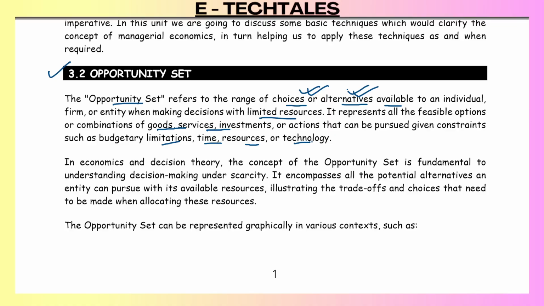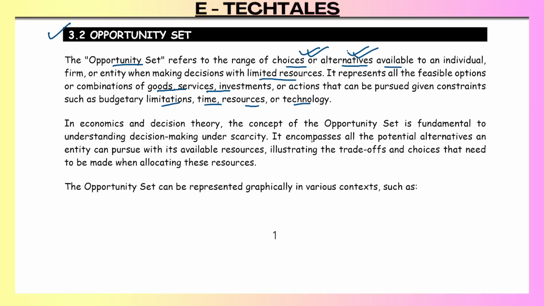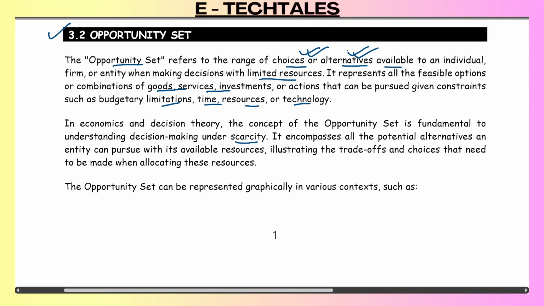So, in economics and decision theory, understanding the opportunity set is fundamental. It encompasses all potential alternatives an entity can pursue with its available resources, illustrating the different trade offs and choices that need to be made when allocating these resources. Since there is scarcity, we have to mind the opportunity set carefully, because the resources available are scarce in nature.